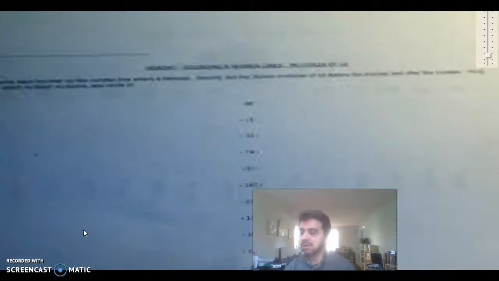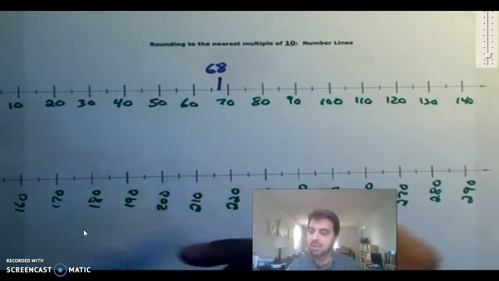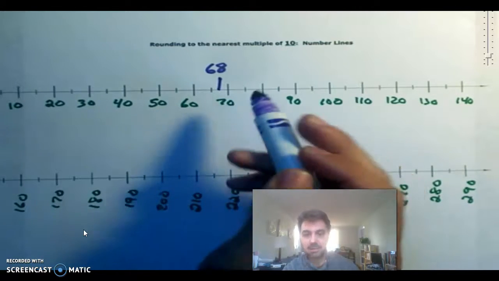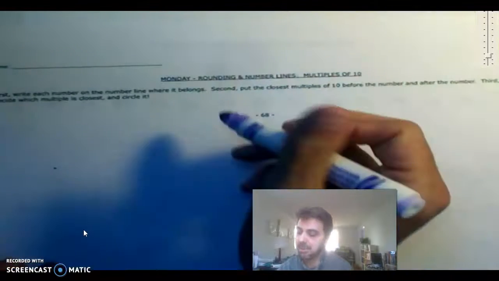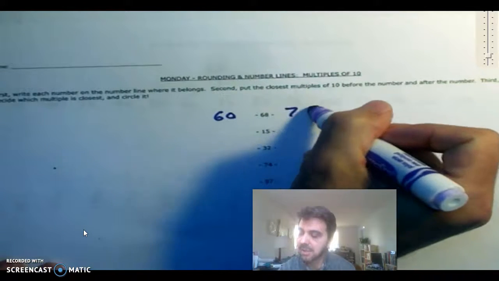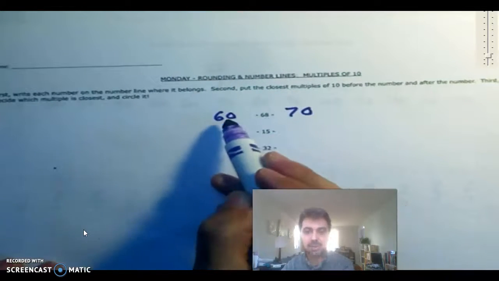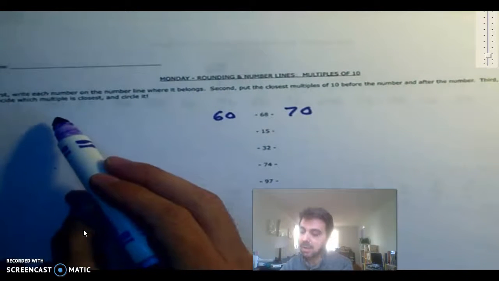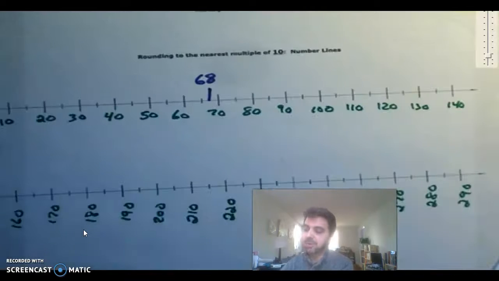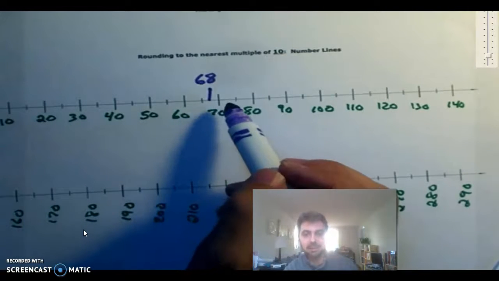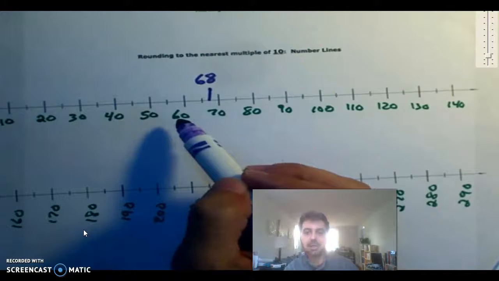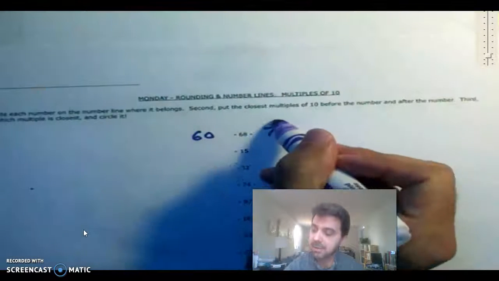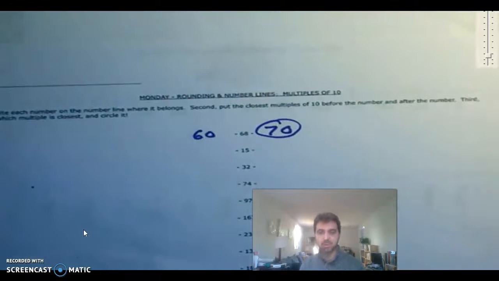Then it says, put the closest multiples of 10 before the number and after the number. All right, so here's what that looks like. I can see on my number line that it's between 60 and 70. So over here, I'm going to put 60 here and 70 here, because I know that 68 is between 60 and 70. And then it says circle the one that it's closest to, right? So if you look on the number line, it gives you the answer. It's clearly closer to 70, right? So then we circle 70. So 68 is closest to 70.